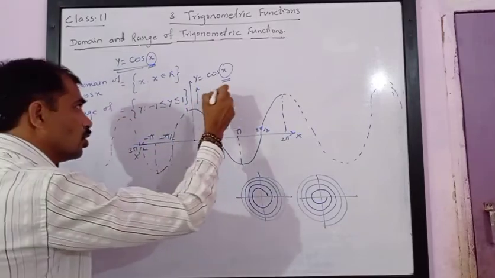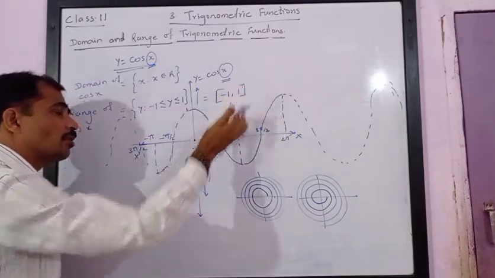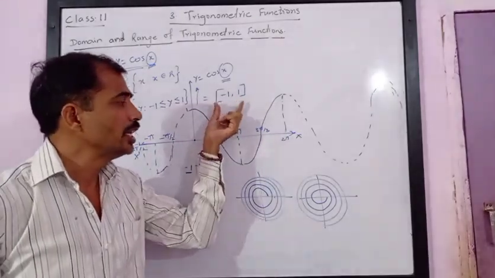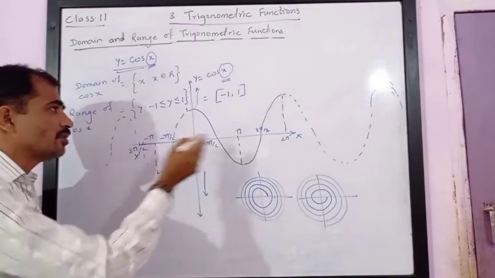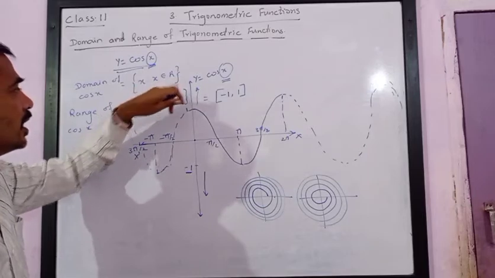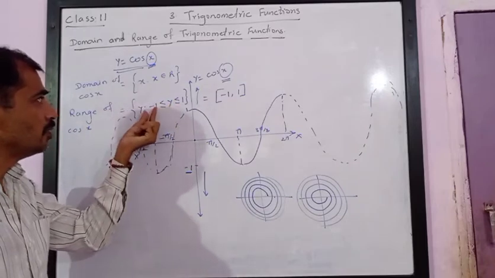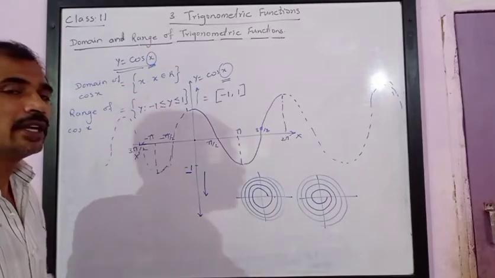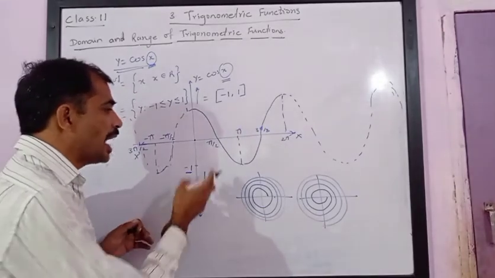This can be written in closed bracket form as negative 1 to positive 1. Please understand, closed bracket means negative 1 and positive 1 both are included, and all the values between negative 1 and positive 1 are also included in this. So please try to understand, this exists for negative angles as well as positive angles. Hence the domain is the set of x such that x is a real number, and the range of cos x is the set of y such that y is between negative 1 and positive 1.